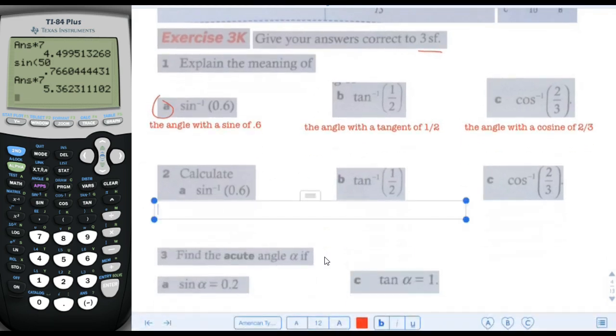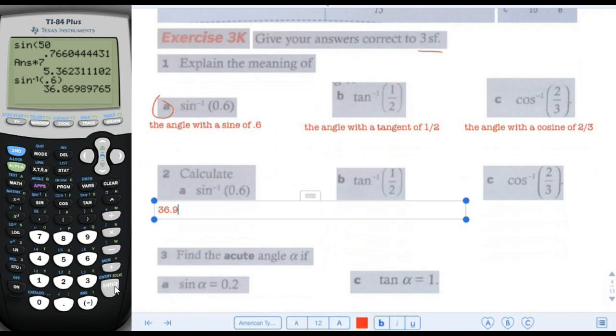Number 2, calculate inverse sine of 0.6. Okay, now they want to calculate it. So now let's use the calculator. We'll put 0.6, and then we're going to get the inverse sine of it. Oh, whoops, I'm thinking I'm on a different kind of calculator. On this kind of calculator, you do second sine, and then you do 0.6, and then it comes out right. 36.9. So the degrees is 36.9 degrees.